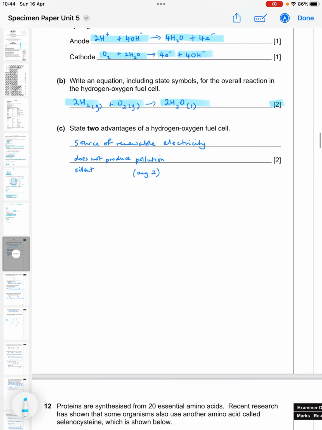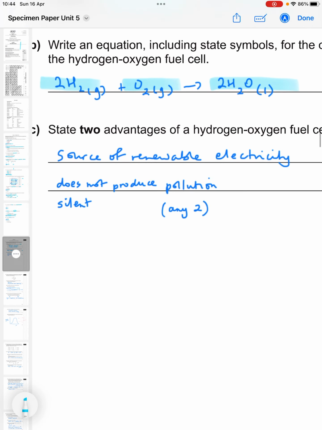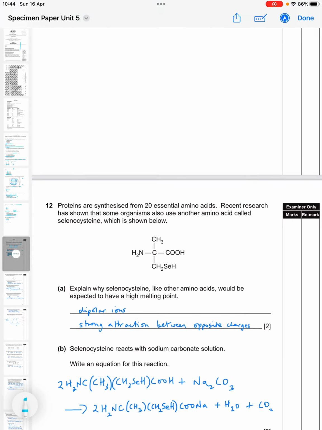Yeah. So then 2 advantages of a hydrogen-oxygen fuel cell. So first one I would expect you to say is it's a source of renewable energy. You could say it doesn't produce pollution. And you could say it's silent. So any 2 of those would get you your 2 marks in that question.